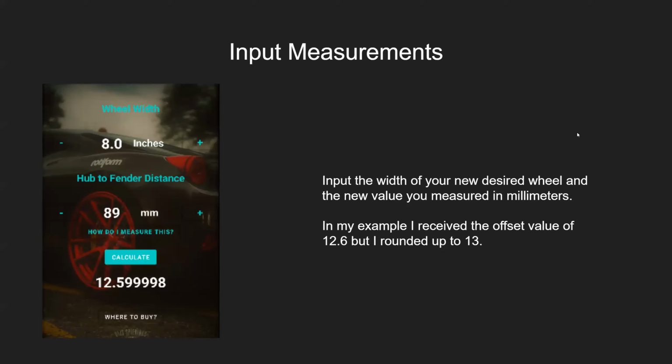Now that we have our measurements, we just need to input them into the offset function of Fitment Calculator and press calculate. We received a wheel offset of 12.59. I rounded up to 13 instead of rounding down to 12 because I didn't want the fitment to be too aggressive, which means I don't want the wheel to stick out too much. Of course, this all comes down to preference.